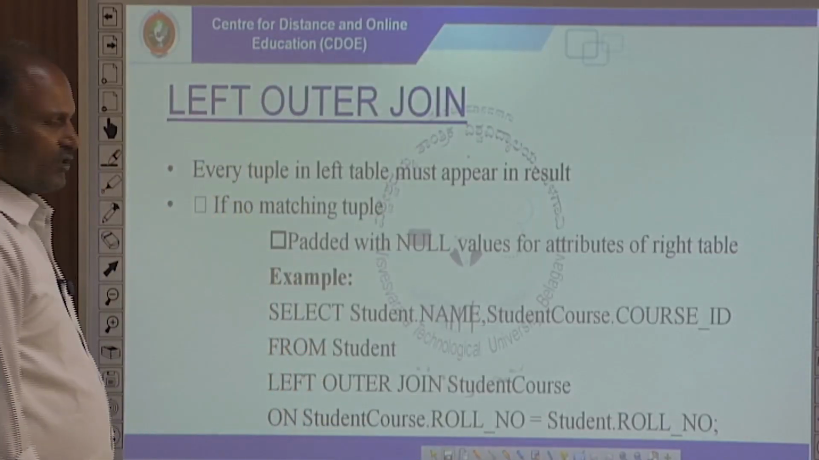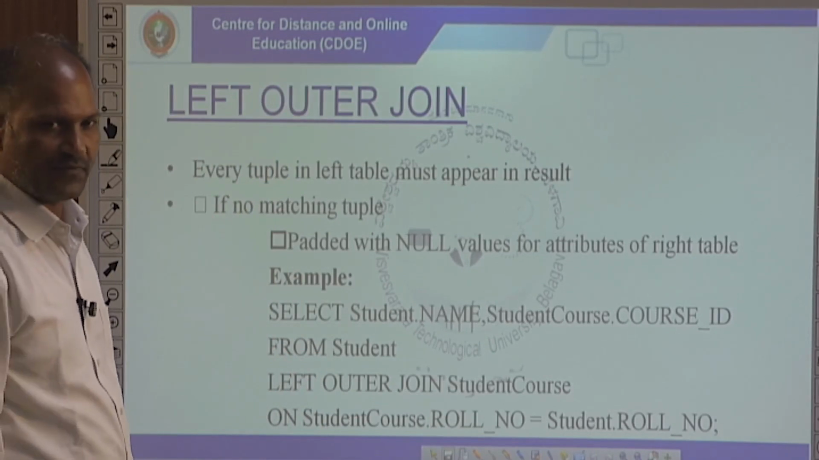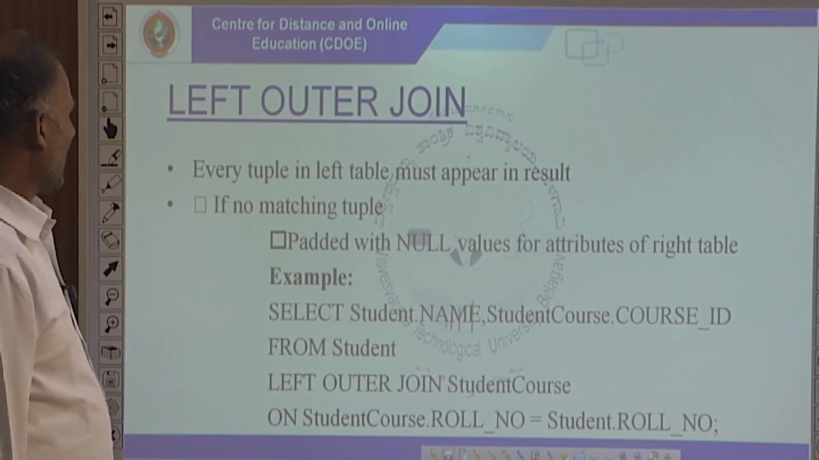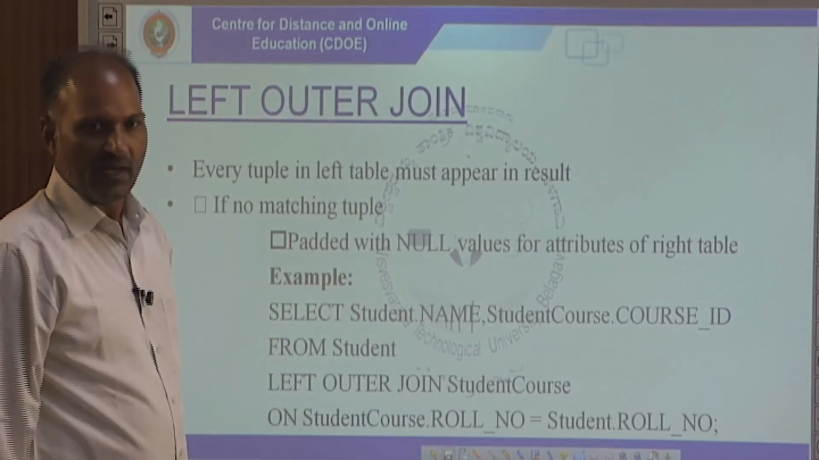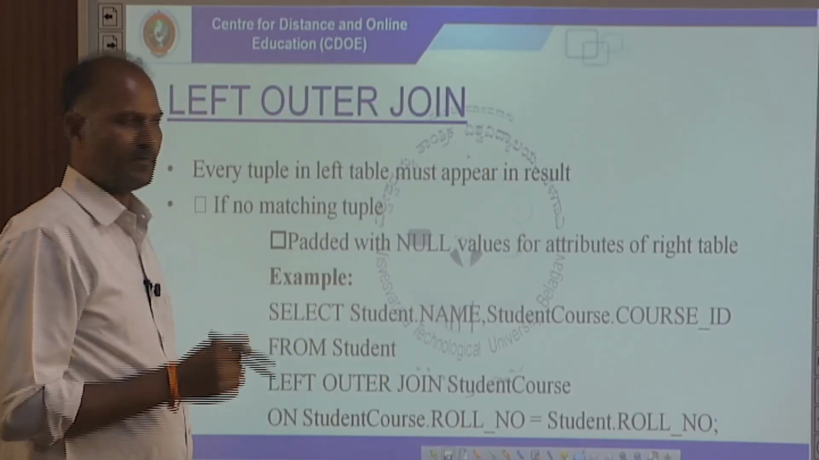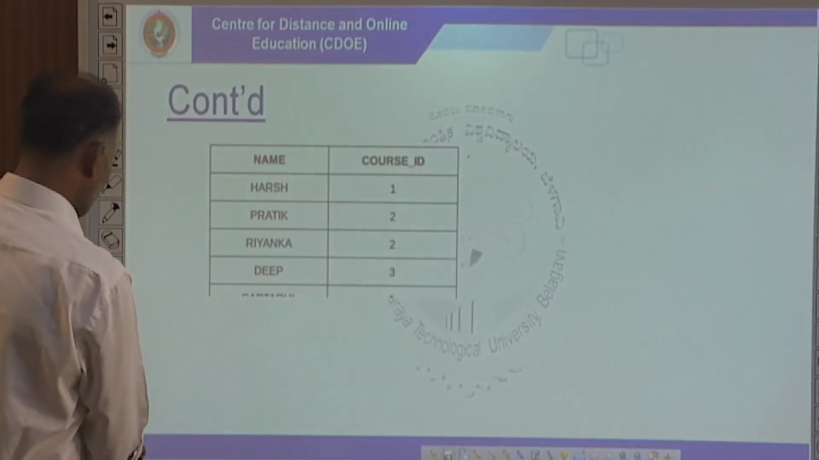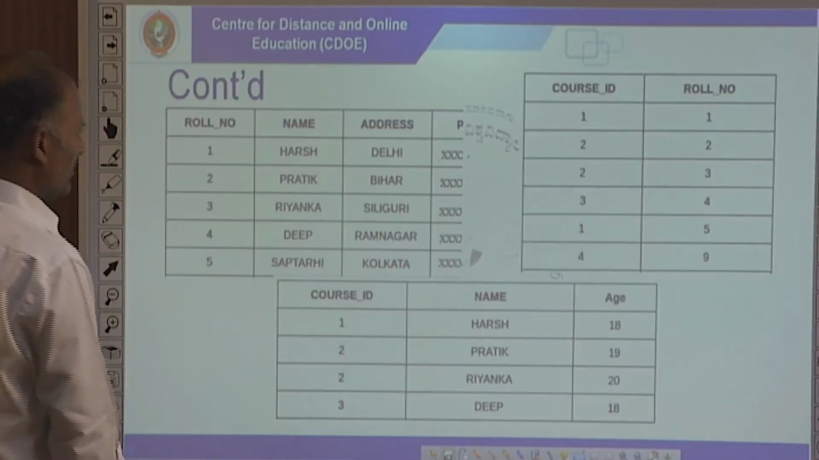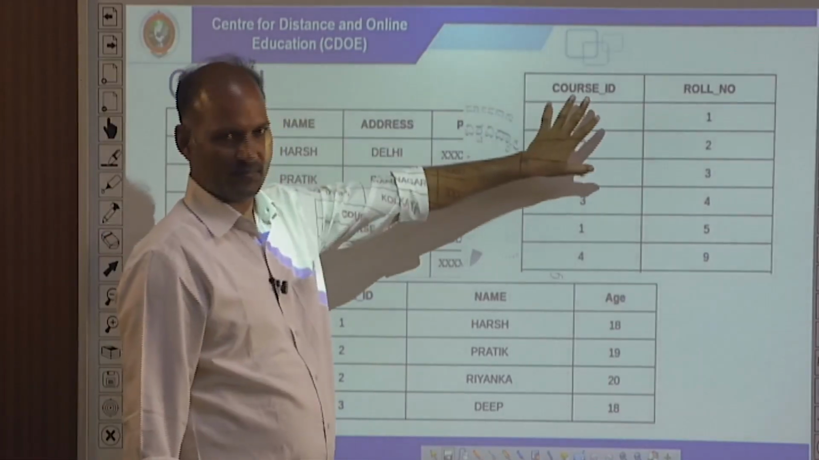So now the left outer join. Left join is also called a left outer join. Every tuple in the left table must appear in the result. If there is no matching tuple, then null will be included. That is the left outer join: you have a left table, assume that this is the left table and this is the right table.